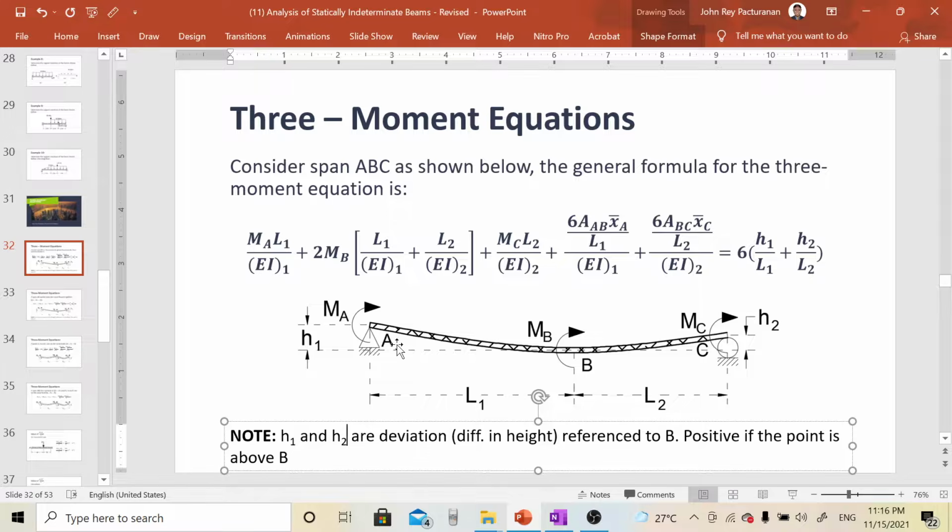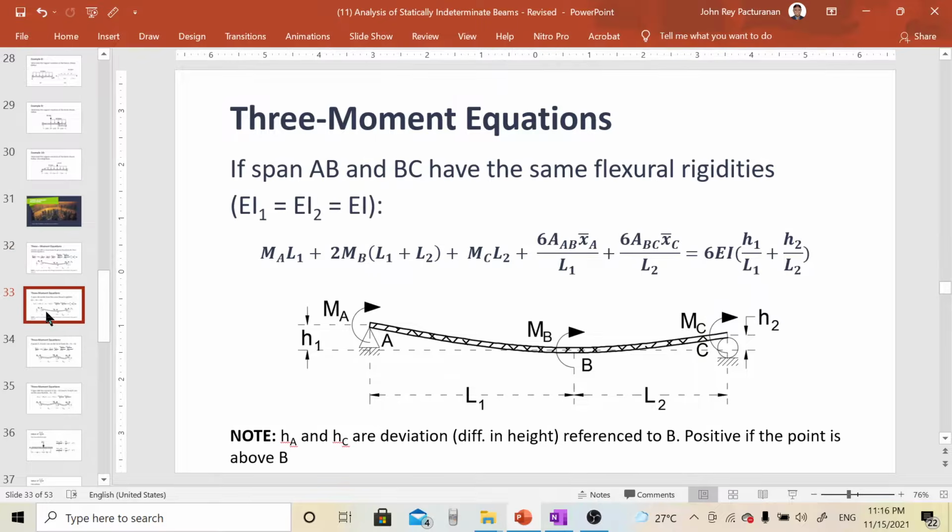At the same time, the beam will be prismatic throughout its span. So EI1 and EI2 will just be the same, so you can simply cancel them out. That's my point. And this is the general formula. You should understand this, but again, we rarely use this because of the special case.